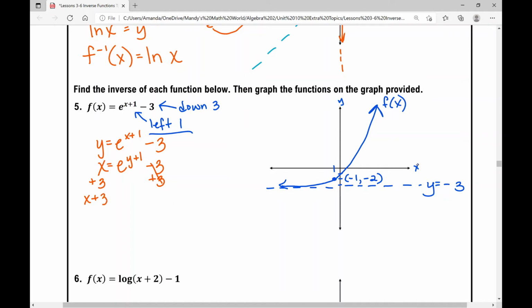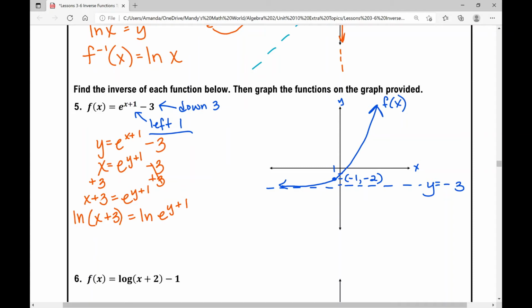So x plus 3 equals e to the power of y plus 1. And then what do I do when my variable is in the exponent? I take the log of both sides. And in this case, I'm going to take the natural log of both sides. So the natural log of x plus 3 equals the natural log of e to the power of y plus 1.